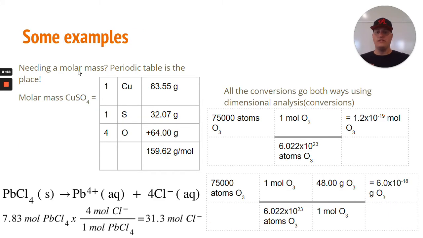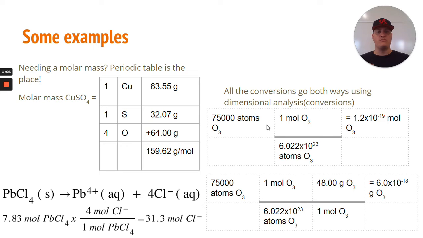So if you need a molar mass, remember to use your periodic table to add up the average atomic masses of each element to get your total for something like calcium sulfate. So all of these would be added up. Again, very rudimentary addition, or multiplication and addition.